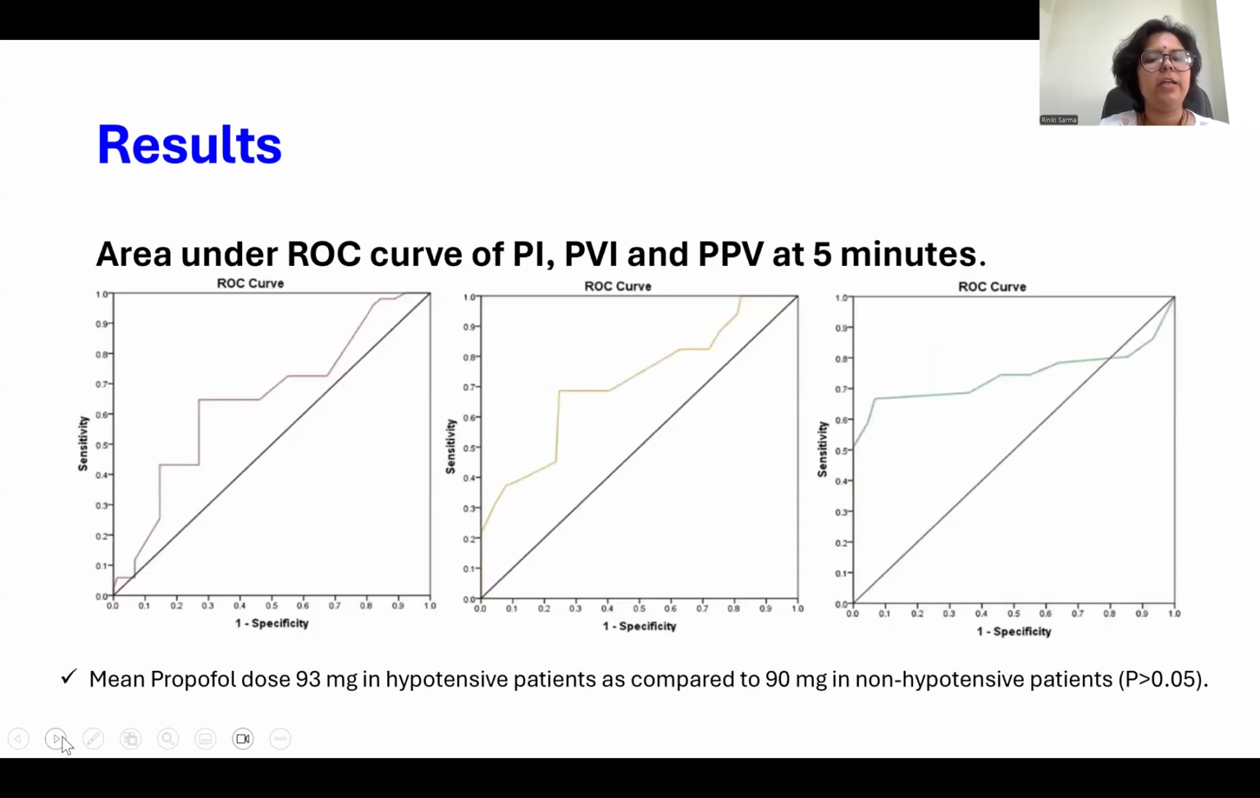This is the figure representing the area under the ROC curve for perfusion index, pleth variability index, and pulse pressure variability at 5 minutes. The mean propofol dose was 93 milligram in hypotensive patients as compared to 90 milligram in non-hypotensive patients, which was statistically insignificant.